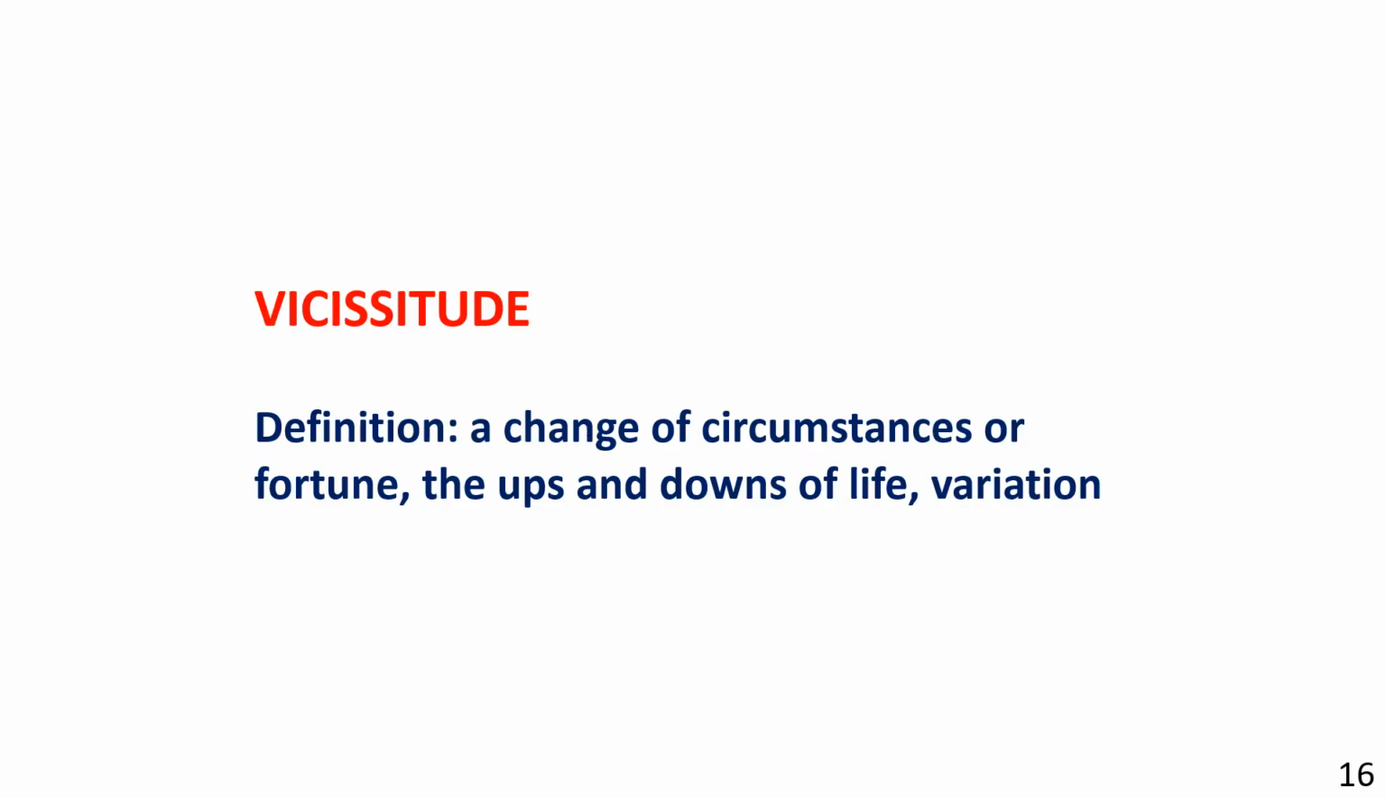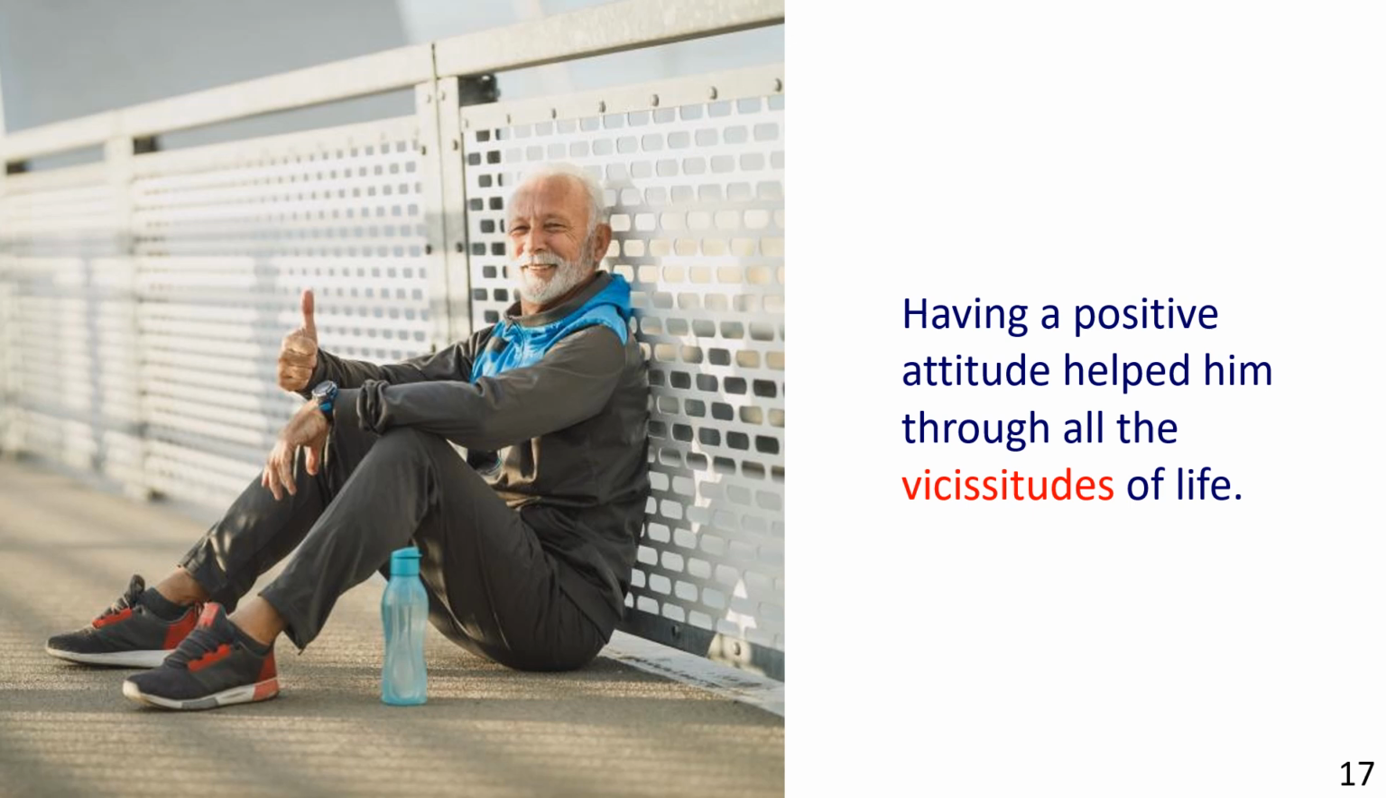Finally, vicissitude. Definition: a change of circumstances or fortune, the ups and downs of life, variation. The picture shows a senior citizen smiling with a thumbs up. Sentence example: having a positive attitude helped him through all the vicissitudes of life. So remaining optimistic and positive helped him to deal successfully with many changes in circumstances and ups and downs during his life.